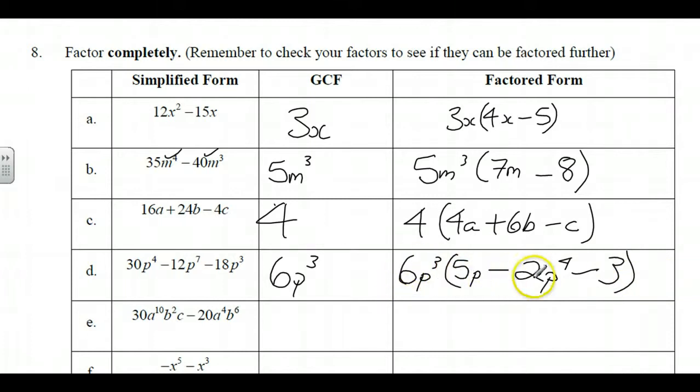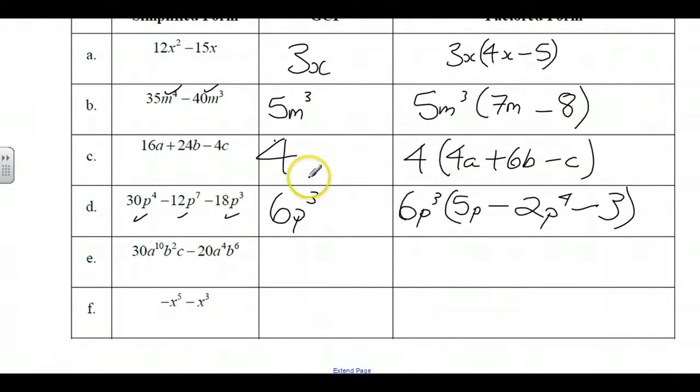Okay, expand. So 5, 2, and 3 do not share any common number, and this has a p, this has a p, this doesn't. So again, this is fully factored. 30p to the 4th, check. Minus 12p to the 7th, check. Minus 18p cubed, check. All right, and that's the way you can check, right? We check to see if they can be factored further. They can't, and we check to see that we have the correct factorization.